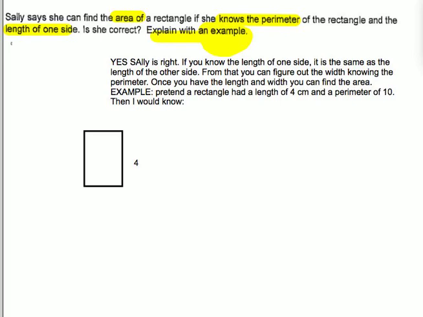Sally says she can find the area of a rectangle if she knows the perimeter of the rectangle and the length of one side. Is she correct? Explain with an example. There are two things I need to do. I need to say, is she correct? And then I have to give an example.